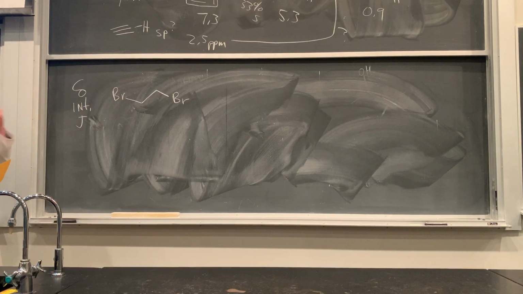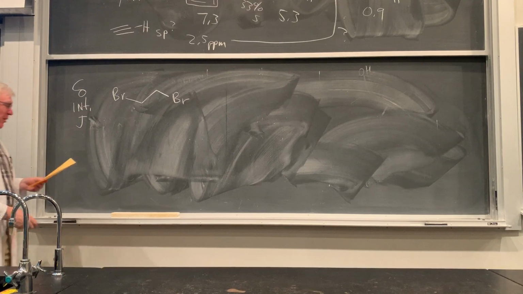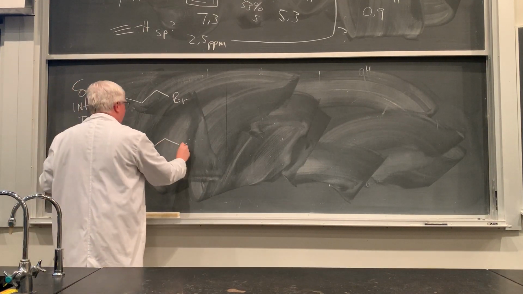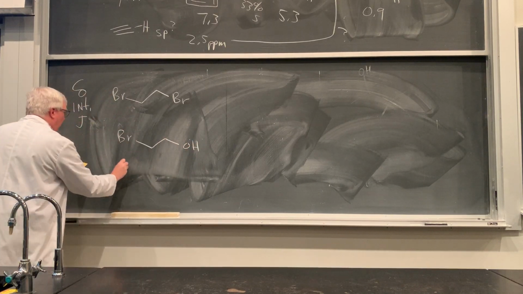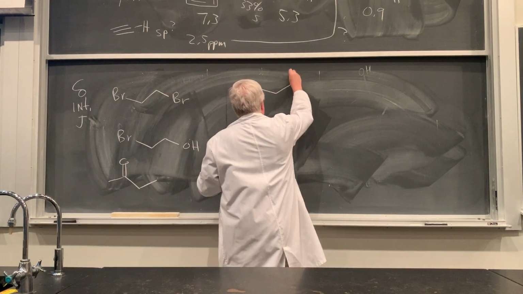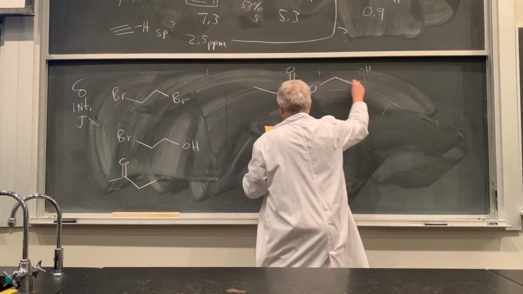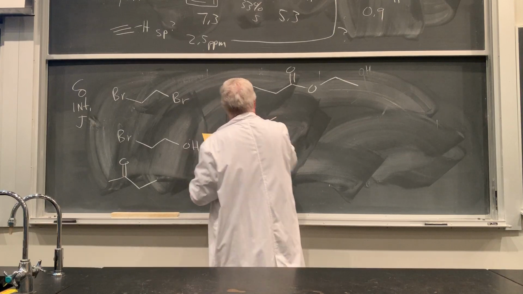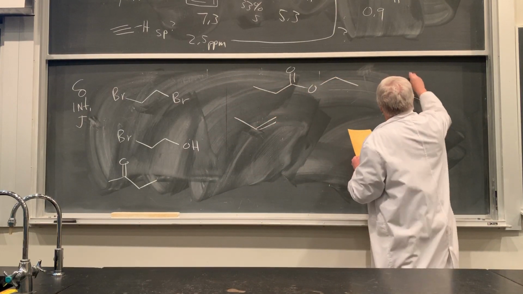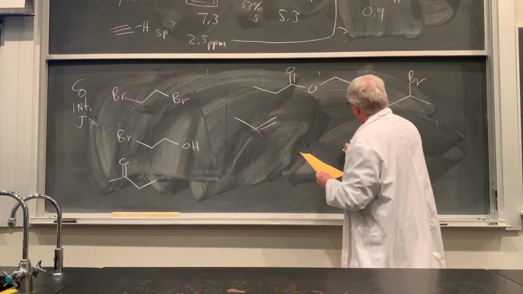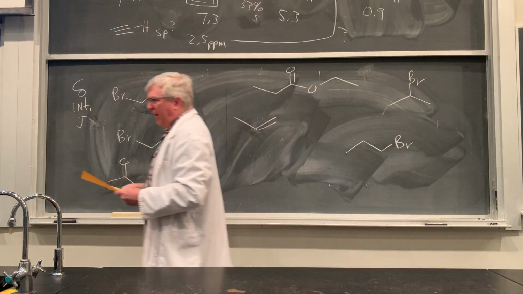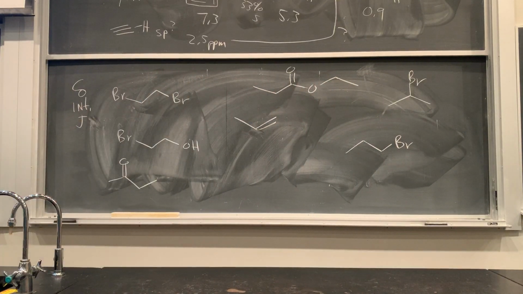So for this one, we've got just 1,2-dibromoethane. How about this one? Bromoethanol. And how about this one? A ketone. How about this ester? How about this? Propene. How about isopropyl bromide? Yeah, we got a few here, don't we? Propyl bromide, been showing that molecule. I think that's enough.